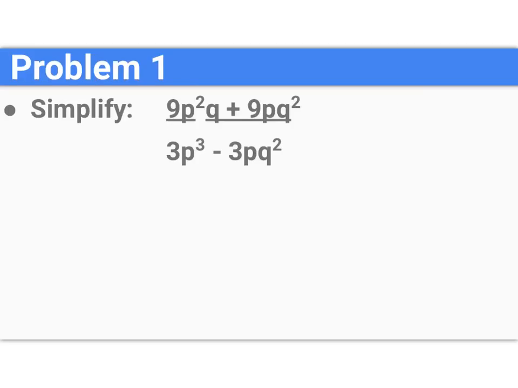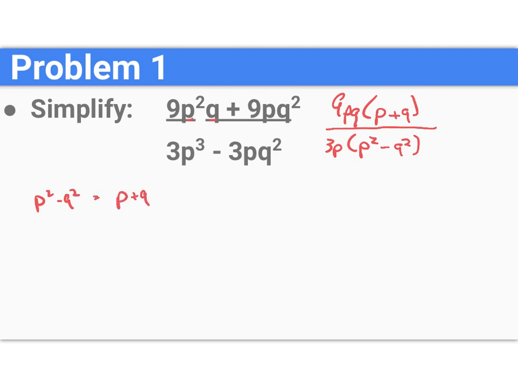Okay, so what do we have here? We have a P and a Q in both of them. So if I take out a common factor, P Q, what did I take out? I have P plus Q up top. And what do I take out of the bottom? I take out 3P, which leaves me with P squared minus Q squared. And look at this. This is the classic definition of a difference of squares. So P squared minus Q squared equals P plus Q times P minus Q.